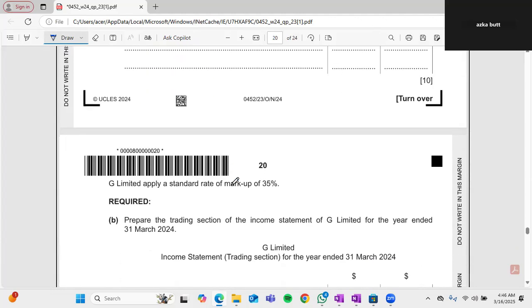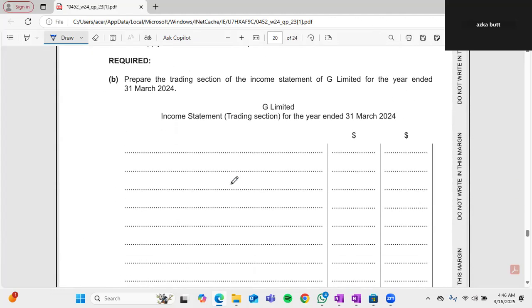And in the next question, they are asking us to prepare the trading section of the income statement. So what does it mean? It simply means that we have to prepare the trading section only. It means from revenue to gross profit. First of all, you will write revenue in this column. After that, deduct cost of sales.